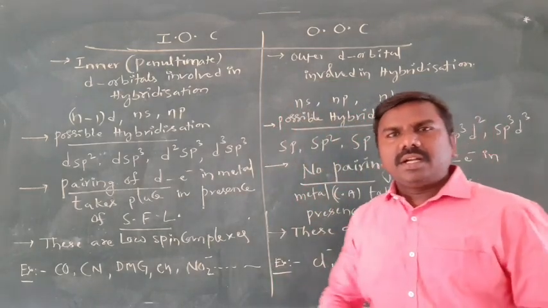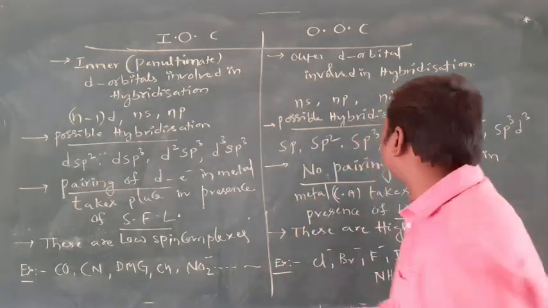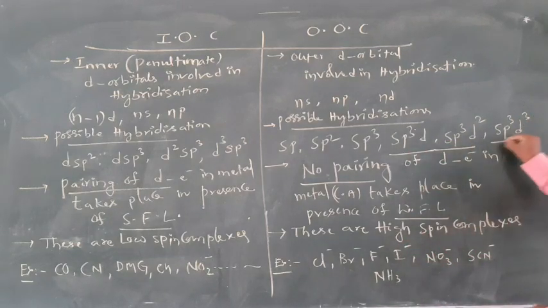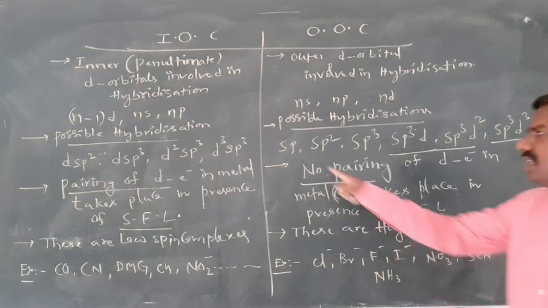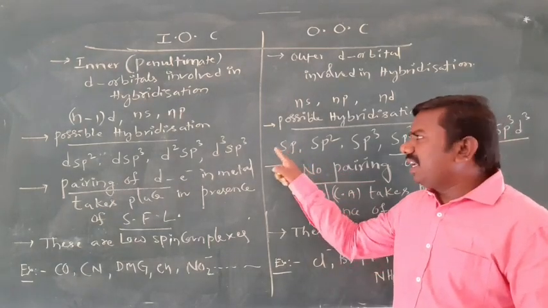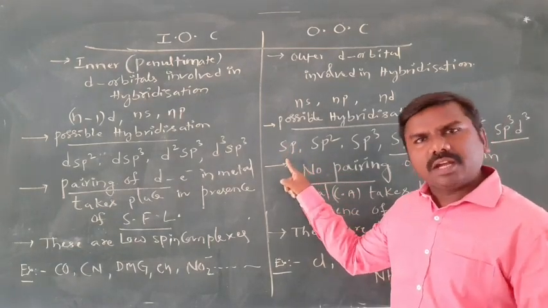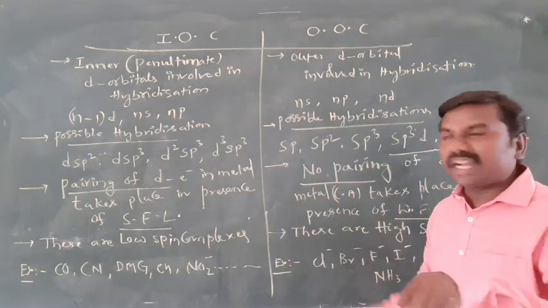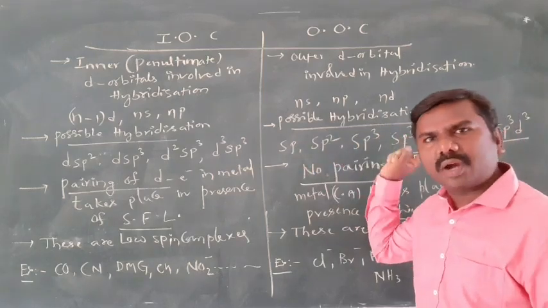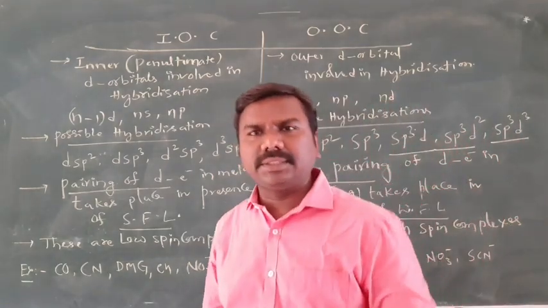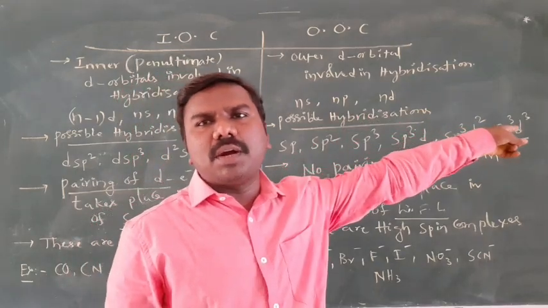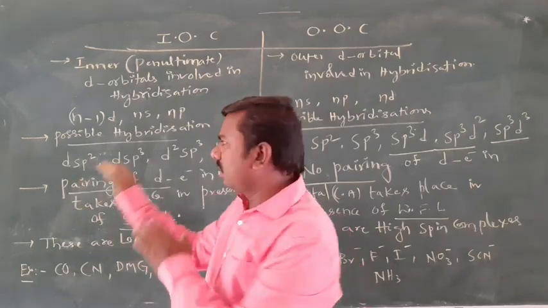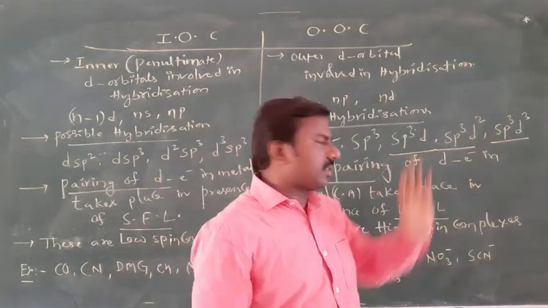Outside means the d orbital must be outside, like sp3d, sp3d2, sp3d3. And these also: sp. Not dsp, sp only. Outer s and p, outer s and p. But the inner d is not involved here. That's why these are also outer orbital complexes. Outer means d must be outside. Inner means d must be on the first side, at the beginning. Outer means d must be last.